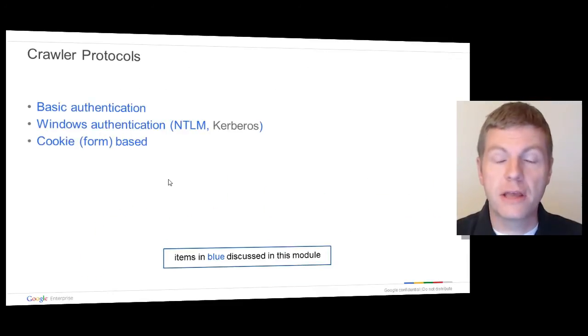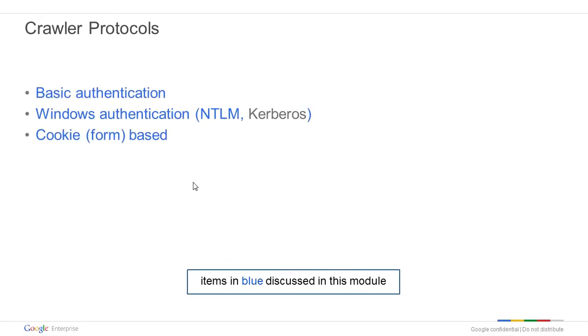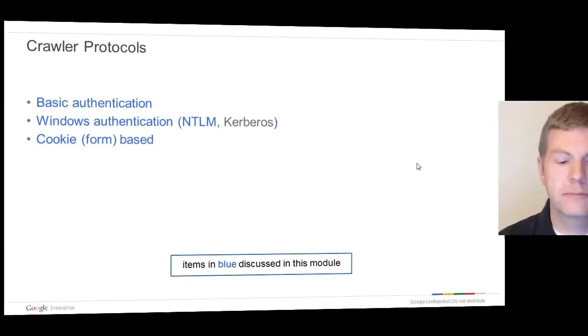To crawl secure content, the GSA supports many standard web-based security protocols. It supports two mechanisms built right into web servers: HTTP Basic and Windows Authentication. Windows Authentication includes NTLM and Kerberos. These mechanisms are commonly used on internal networks, and the GSA supports both of them. It also supports the use of HTML forms with cookies. These are commonly used for websites on the internet that require a login. The items in blue are the most commonly used authentication mechanisms, and the ones that we'll specifically look at in this session.